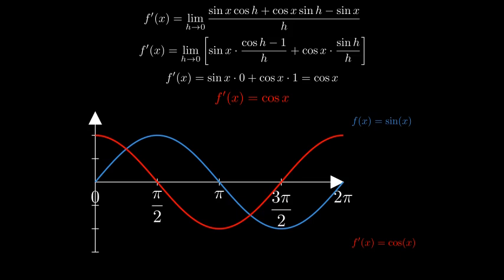Here's a summary of some common derivatives that are useful to remember. The derivative of x to the power of n is n times x to the power of n minus 1. The derivative of sine of x is cosine of x. The derivative of cosine of x is negative sine of x. The derivative of e to the power of x is e to the power of x. And the derivative of the natural logarithm of x is 1 over x.